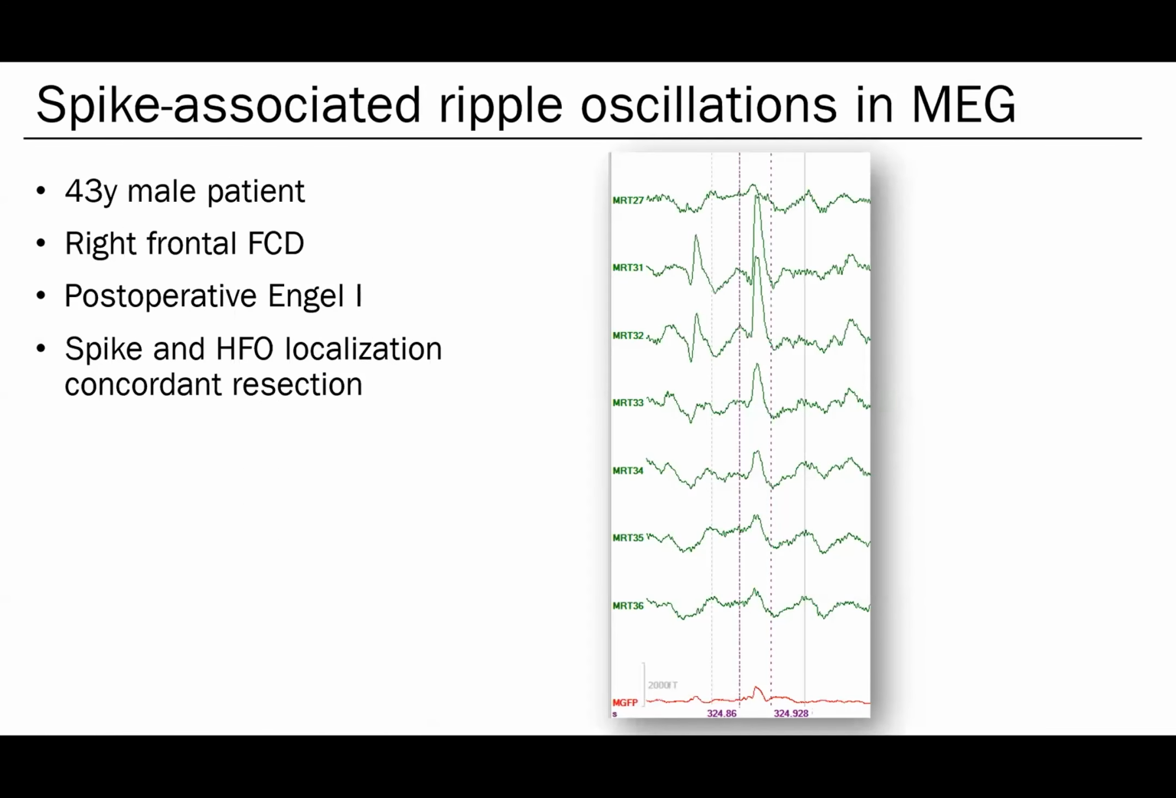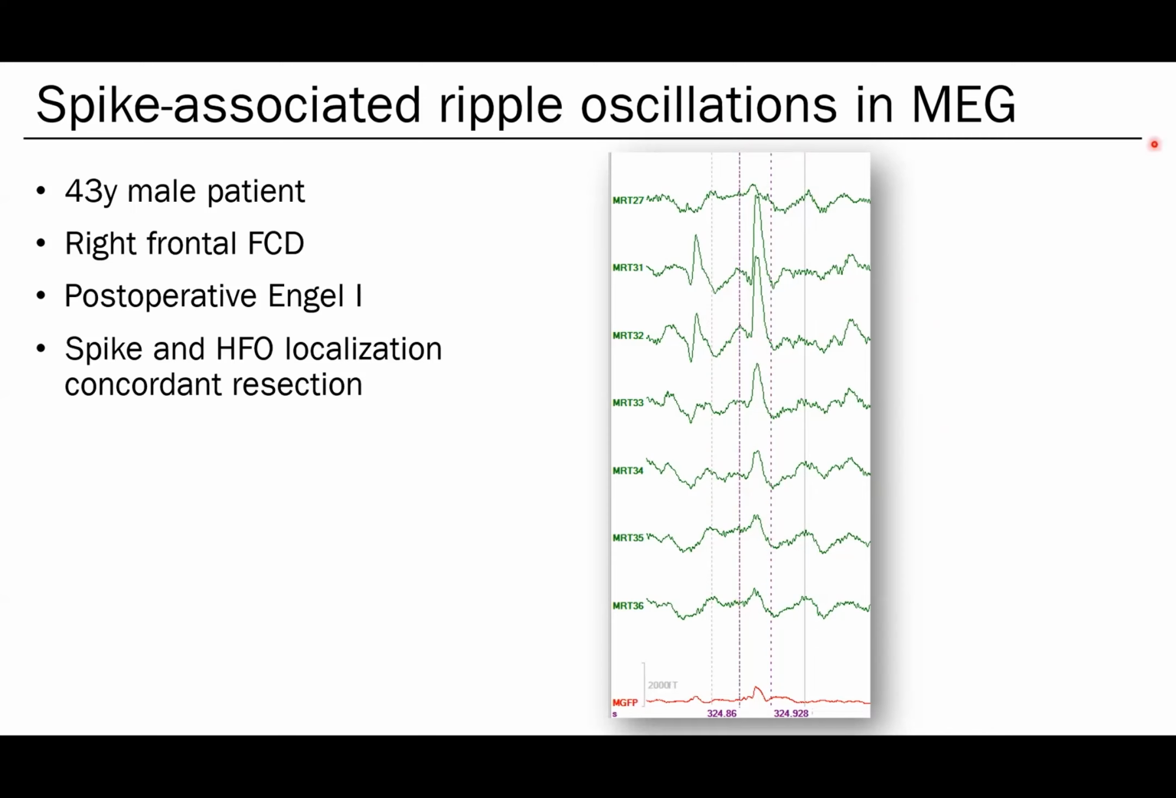Let me start with what I would consider something like the new black in epileptology, high-frequency oscillations. This is a case of a 43-year-old male patient with a right frontal focal cortical dysplasia. Successful surgery, Engel class 1 outcome. What you see here is a spike in just a few channels as an example. You see the spike pattern right here.